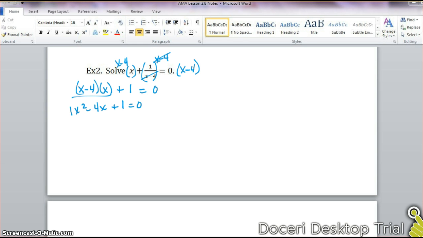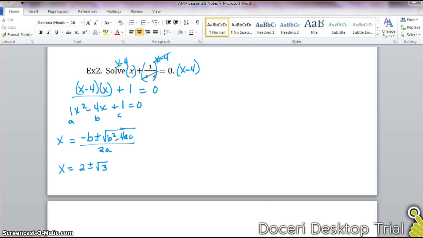formula. This is going to be a, b, and c. Remember that the quadratic formula is negative b plus or minus the square root of b squared minus 4ac all over 2a. Just to speed this up a little bit, after I work through the quadratic formula, I find that x potentially is equal to 2 plus or minus the square root of 3. So I'm going to have to take that and substitute that into my original equation.